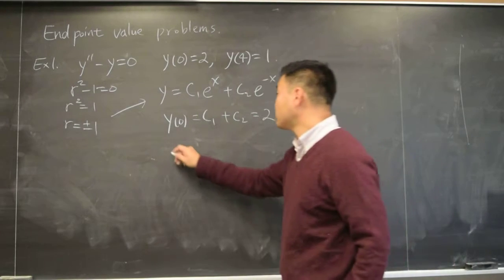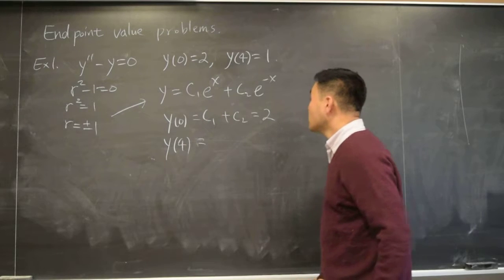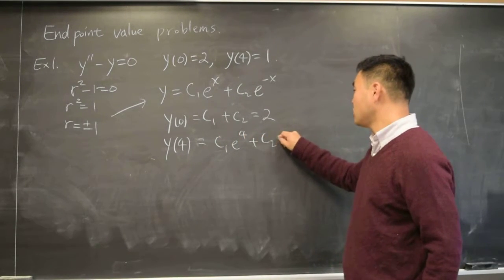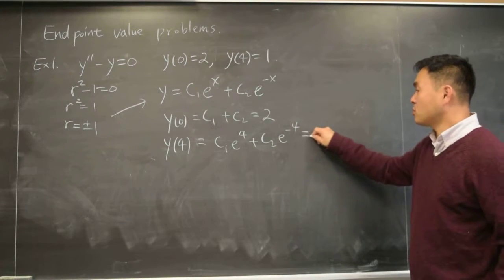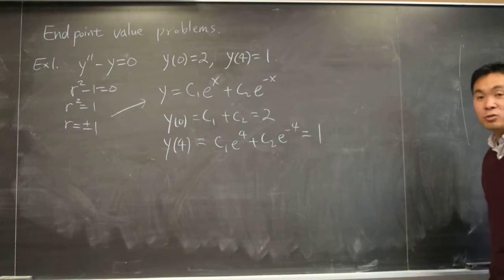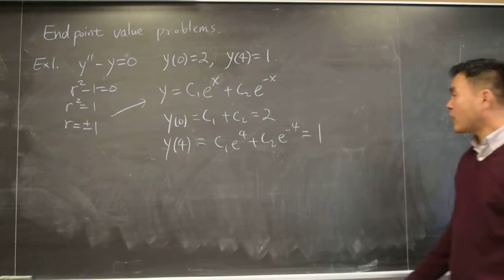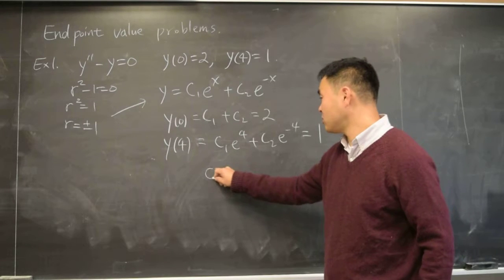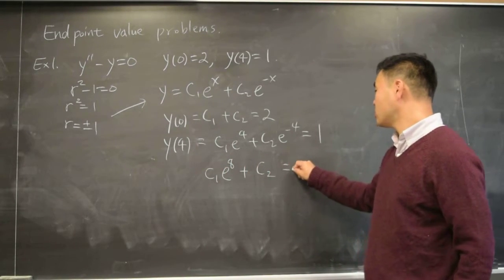And then what's y of 4? y of 4 is C1 e to the 4 plus C2 e to the negative 4. And that has to equal 1. And you're given two conditions and you have to solve for it. The way I would solve this is to multiply e to the 4 on both sides so that it gets C1 e to the 8 plus C2 equals e to the 4.